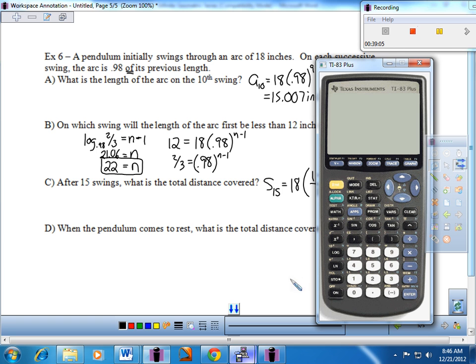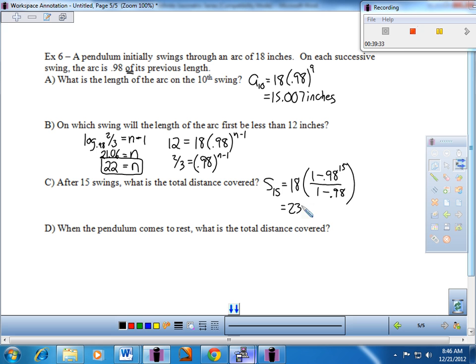I'll get my calculator to do exactly this. As said, you can type it in differently if you'd like. But I do 1 minus 0.98 raised to the 15th, and then divide that by 1 minus 0.98. Get that, and then don't forget to multiply by that a sub 1, which was 18, and we get just over 235 inches there. So I'll write that in. It looks like 235.29 inches.